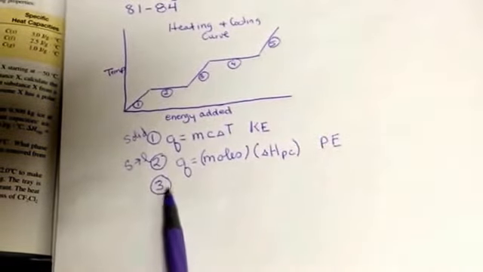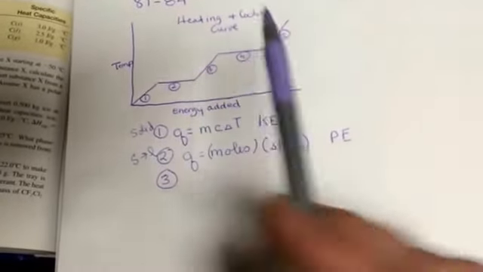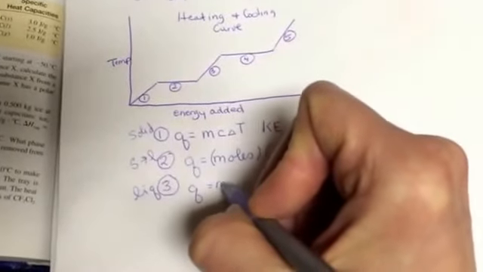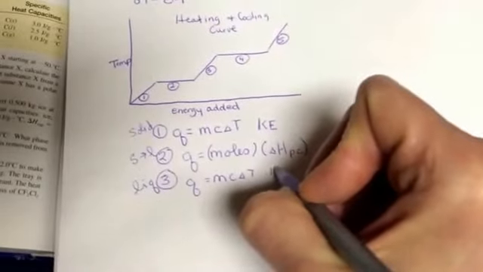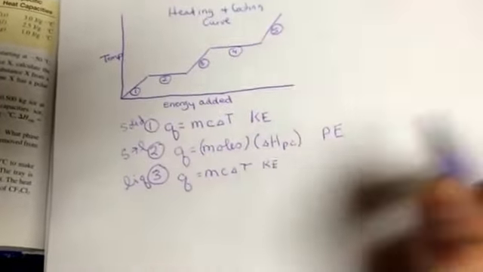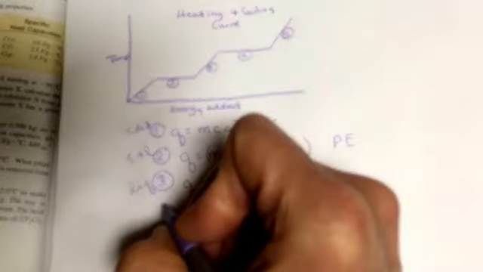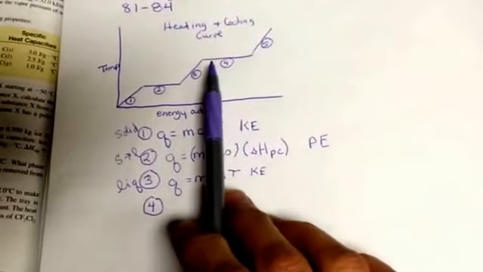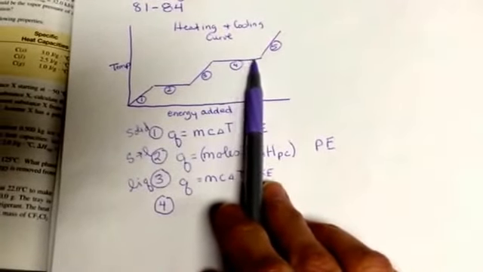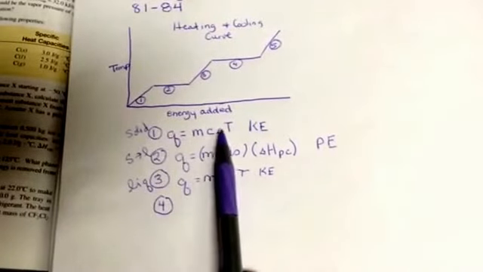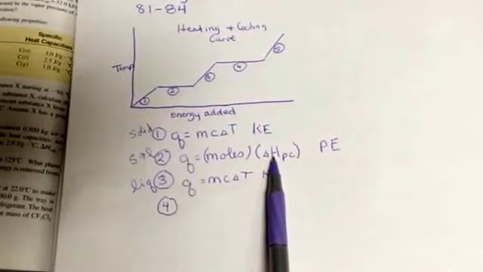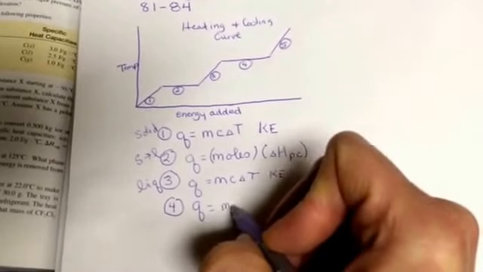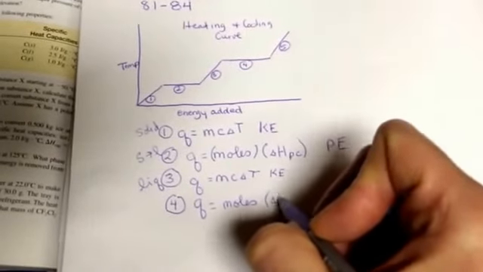In phase 3, it's going to look like phase 1. We again have a ΔT, but it's now all liquid. So the entire sample is now a liquid, so we're going to do Q = mcΔT again, where this represents a change in kinetic energy because we see a temperature change. Step 4 would be a repeat of step 2. Think about it. Step 4 has a constant temperature. So should I use Q = mcΔT or Q = moles times the heat of the phase change? Hopefully you said Q = moles times the ΔH of the phase change.